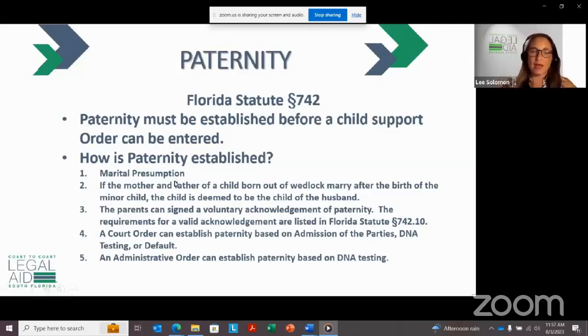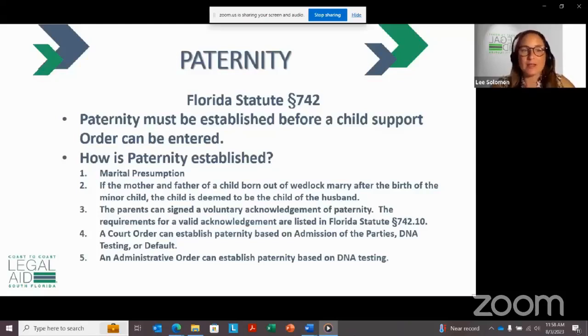The first way is the marital presumption. What that is, if a husband and wife have a child during the marriage, that child is presumed to be the biological and legal child of the husband. The second method for establishing paternity is if the mother and a father have a child that is born out of wedlock, and then they subsequently marry after the child is born, that child is also going to be deemed the child of the husband.